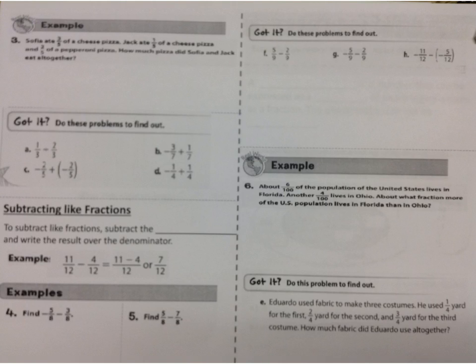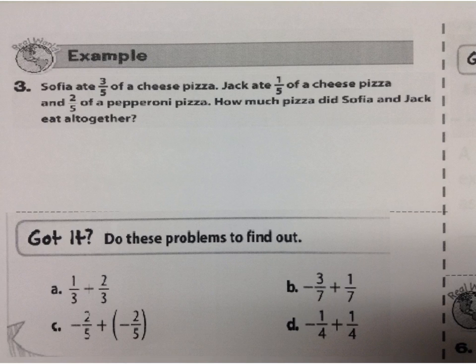Turn the page. Make sure you have these notes in front of you. Sophia ate 3/5 of a cheese pizza. Jack ate 1/5 of a cheese pizza and 2/5 of a pepperoni pizza. How much pizza did Sophia and Jack eat altogether? So we know that altogether is basically telling us to add these fractions. So I'm going to write out my fractions, 3 over 5 plus 1 over 5 plus 2 over 5.